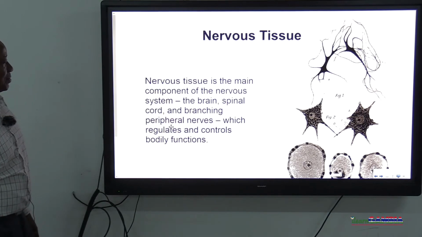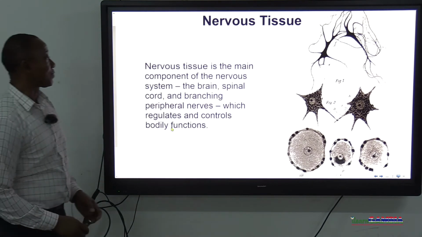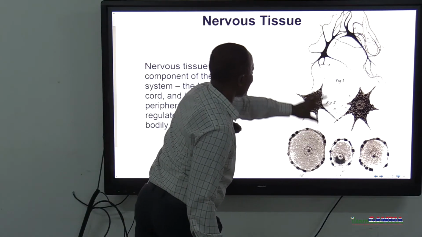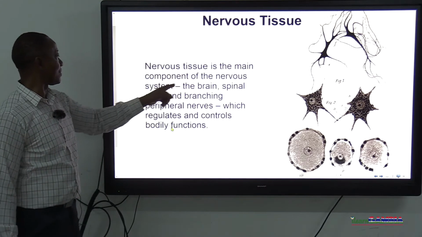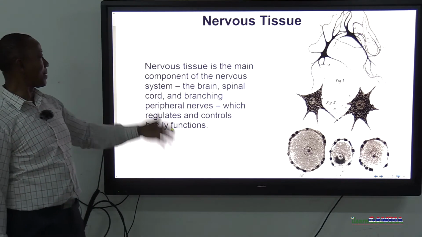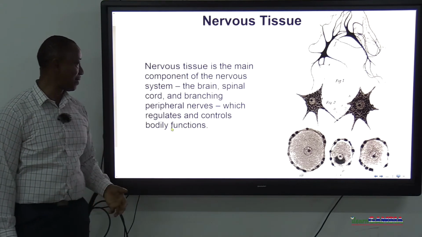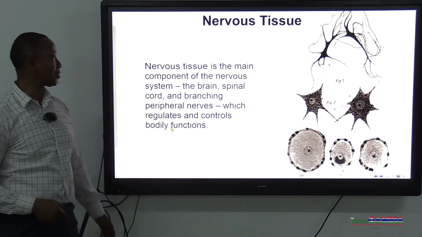And the nervous tissue is simply made up of the nerve cells. So you have the nerve cells in the brain, in the spinal cord, and other areas, okay? Nervous tissue is the main component of the nervous system, the brain, the spinal cord, and branching peripheral nerves, which regulate and control body functions.